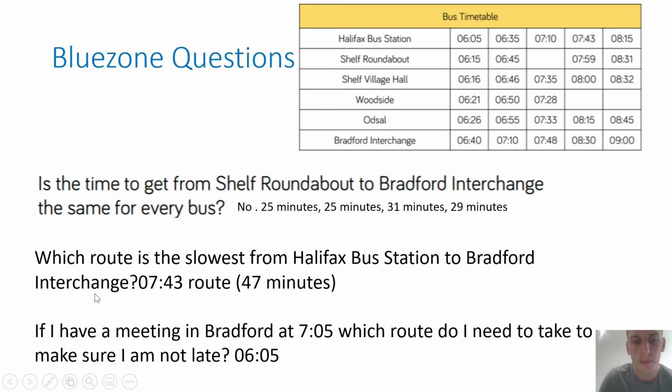Now the last one was, if I have a meeting in Bradford at 7:05, which route do I need to take to make sure I am not late? So I have a meeting in Bradford at 7:05. I need to use the bus to get there, so I need to make sure I am in Bradford before 7:05. Now you need to look at this one. Let's start this side. This one gets to Bradford at 9 o'clock. That's way too late. 8:30, too late. 7:48, too late. 7:10, if I arrive at 7:10, it's too late. So I've got to get to Bradford at 6:40, which means I'll be early, but I will not be late for my meeting at 7:05. So the route I'm going to take is the 6:05 route from Halifax to Bradford.